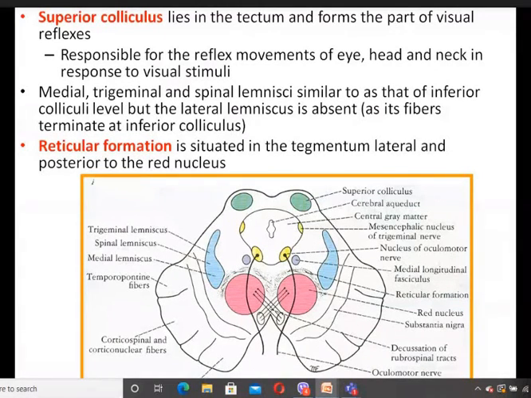The medial, trigeminal and spinal lemnisci are similar to the inferior colliculi level, but the lateral lemniscus is absent here because the lateral lemniscus terminates in the inferior colliculi, so it is absent at the level of the superior colliculus. The reticular formation is situated in the tegmentum, lateral and posterior to the red nucleus. These are the dispersed gray matter known as the reticular formation.